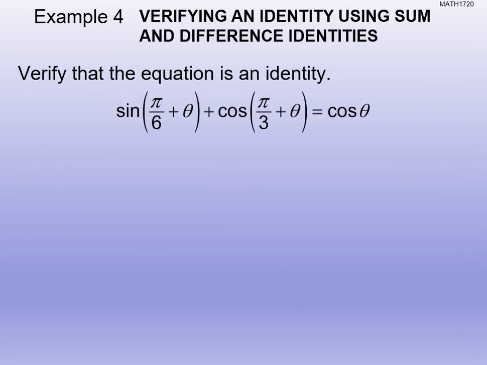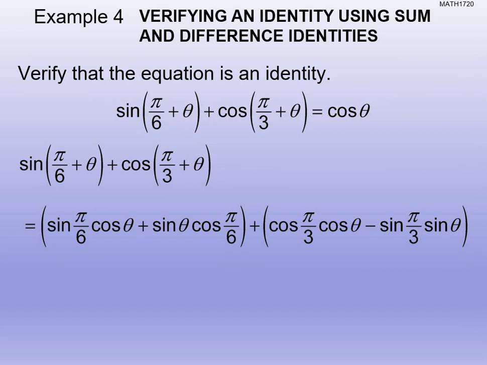Alright, last example here. We want to verify the equation is indeed an identity. So we have sine of pi over 6 plus theta plus cosine of pi over 3 plus theta. Can and will that be simplified down to cosine of theta? If we just look at this problem for a minute, we have sine of a plus b, and we have a cosine of a plus b. So we need to think about it: we're going to use the sine sum identity and the cosine sum identity to solve this.